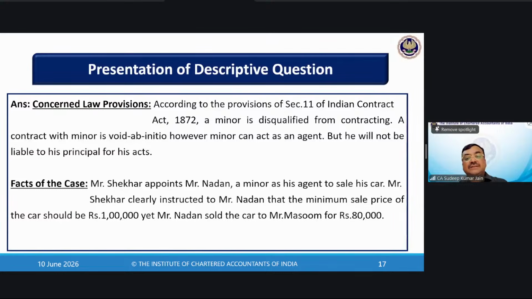According to the provisions of Section 11 of the Indian Contract Act 1872, a minor is disqualified from contracting. A contract with a minor is void ab initio. However, a minor can act as an agent, but he will not be liable to his principal for his acts. Mr. Shekhar appoints Mr. Nadan, a minor, as his agent to sell his car. Mr. Shekhar clearly instructed Mr. Nadan that the minimum sale price of the car should be 1 lakh. Yet Mr. Nadan sold the car to Mr. Masoom for 80,000. Please read. Good, Akshit.